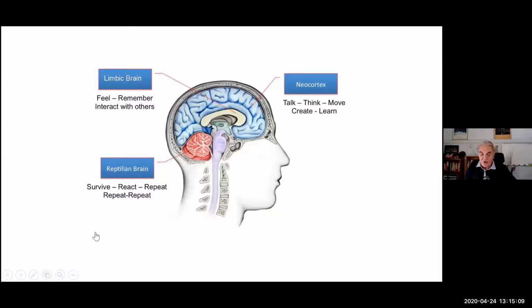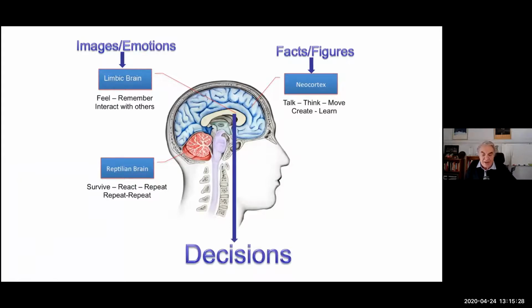We have the neocortex, we have the limbic brain, and we have the reptilian brain. The neocortex is very good at processing the facts and figures and data that we have available for it. The limbic brain can only process images and emotions and has no capacity for language. And we need to remember that all decisions come from the limbic brain.